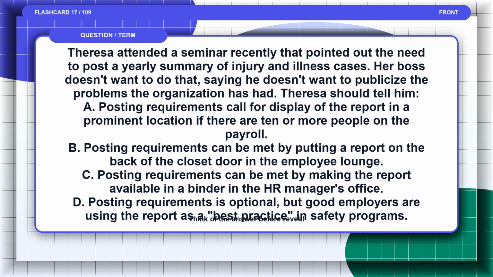Posting requirements can be met by putting a report on the back of the closet door in the employee lounge. Posting requirements can be met by making the report available in a binder in the human resources manager's office. Posting is optional, but good employers are using the report as a best practice in safety programs.